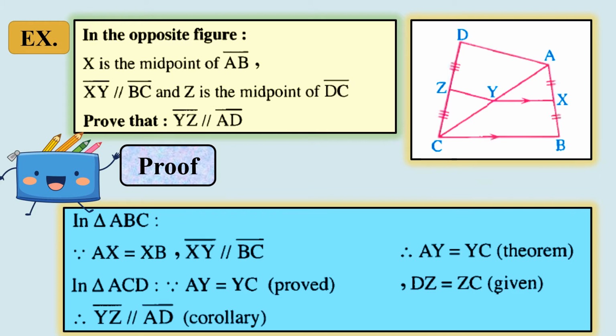In triangle ACD, since AY equals YC as proved here, DZ equals ZC as a given, then YZ parallel to AD.